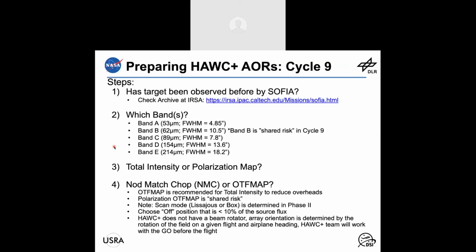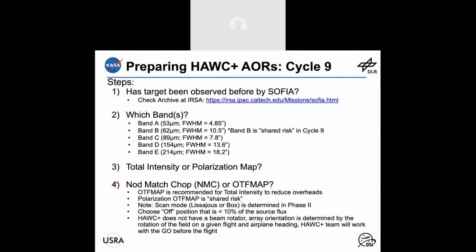So then the next step would be to decide if you want to observe using total intensity mode or polarization mode for HAWC Plus. So again, HAWC Plus is the polarimeter, has polarimeter capabilities, but it can also be used purely in total intensity mode. So you choose either total intensity, or if you want to get a polarization map, that's also available in all 5 bands.